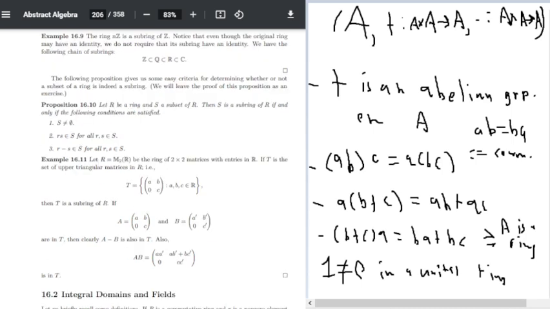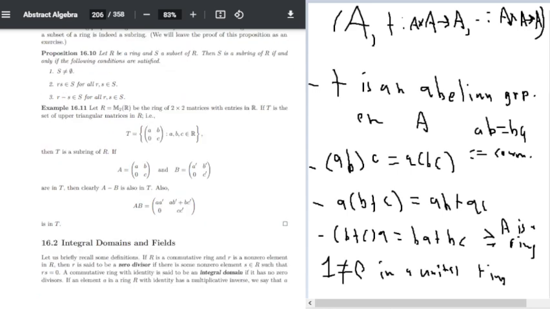Proposition 16.10. Let R be a ring and S a subset of R. Then S is a subring of R if and only if the following conditions are satisfied. First, S is not equal to the empty set. Second, rs is in S for all r and s in S. And third, r minus s is in S for all r and s in S. As a little hint, I'll just say that we've already proven this, but just in different notation.